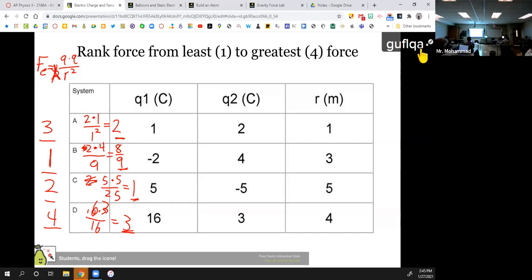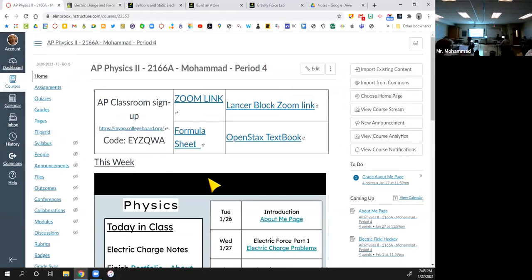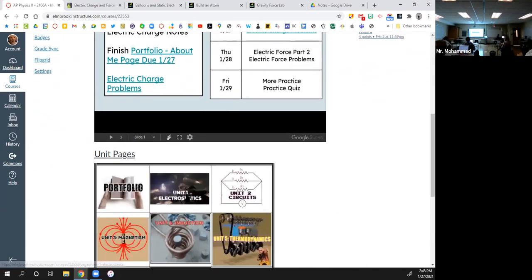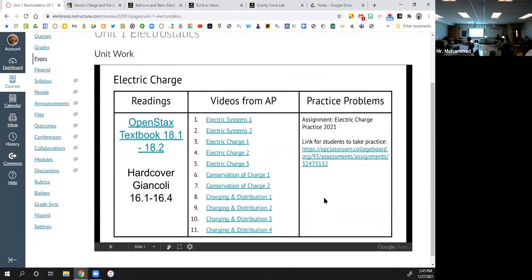All right. So that is actually it for the notes. What I would like you guys to try to do is see if you can actually get into the problem set. A couple of ways to try to get in there is clicking on electric charge problems here, or going into the electrostatics unit and clicking on this link. And if those aren't working, I'll email you that link as well, just to see if that works. But I do want to see how well it works and get some feedback on it.